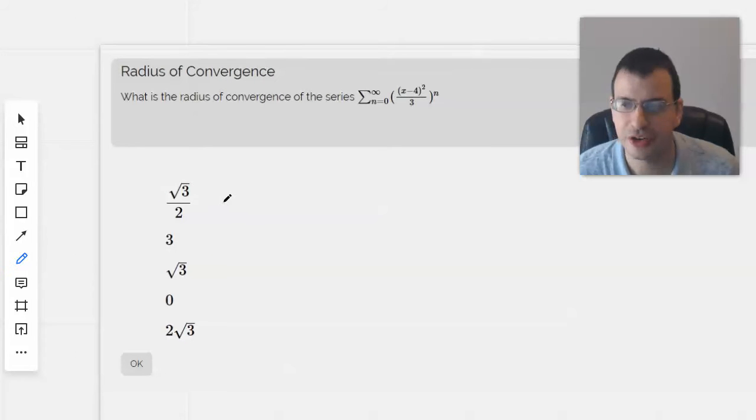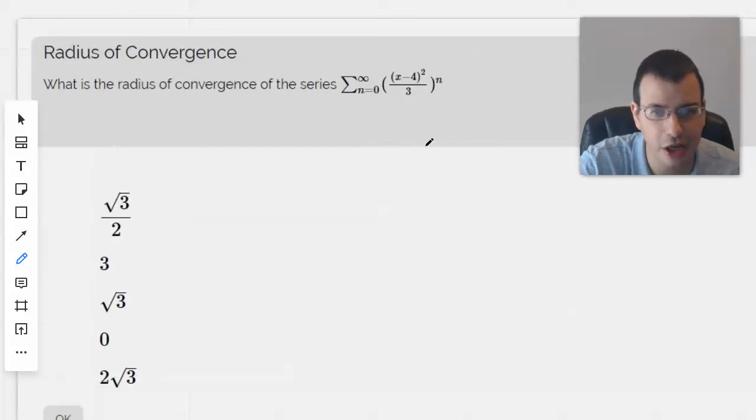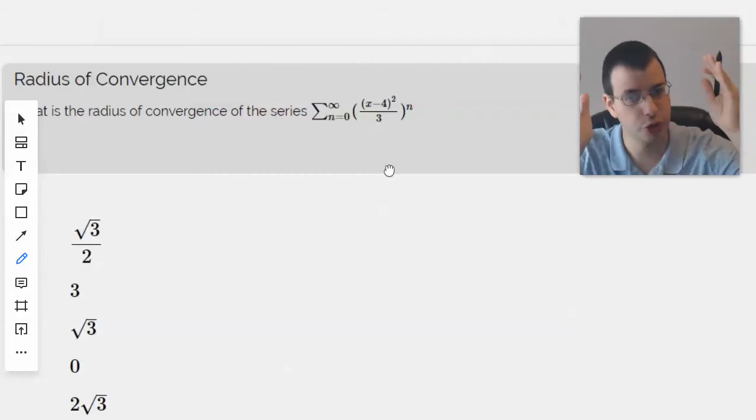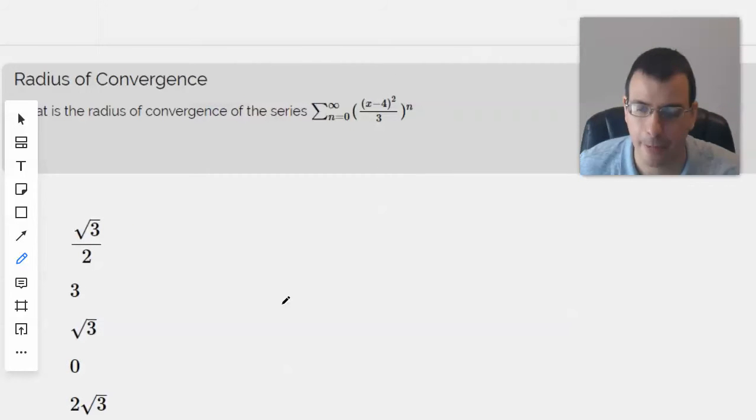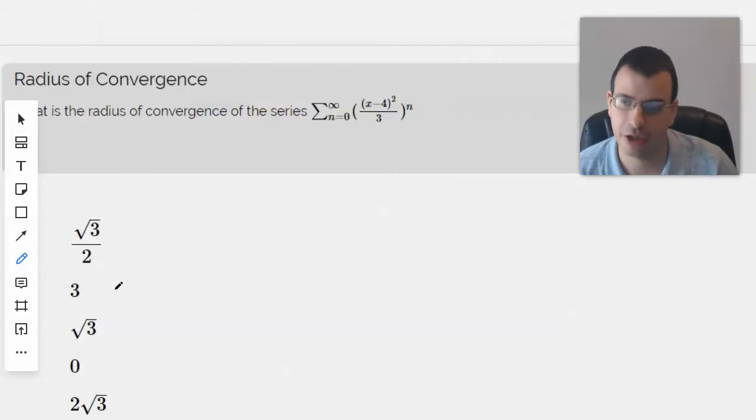What is the radius of convergence of the series, the summation from n equals 0 to infinity of (x minus 4) squared over 3 to the n? Okay, so my first thought here is I see this and I think geometric series.